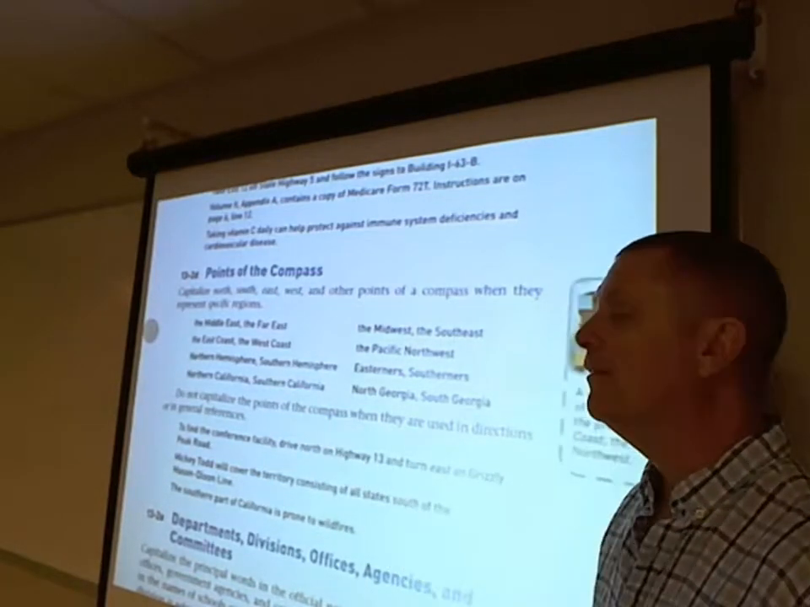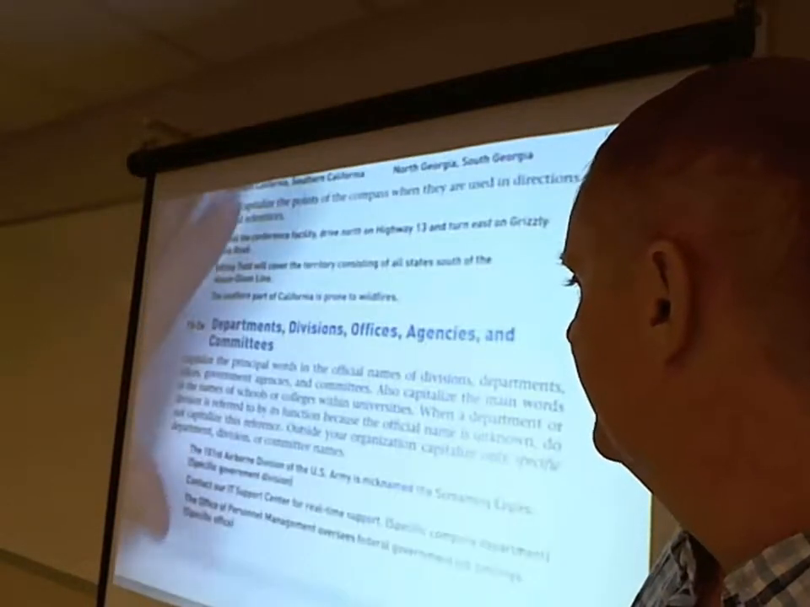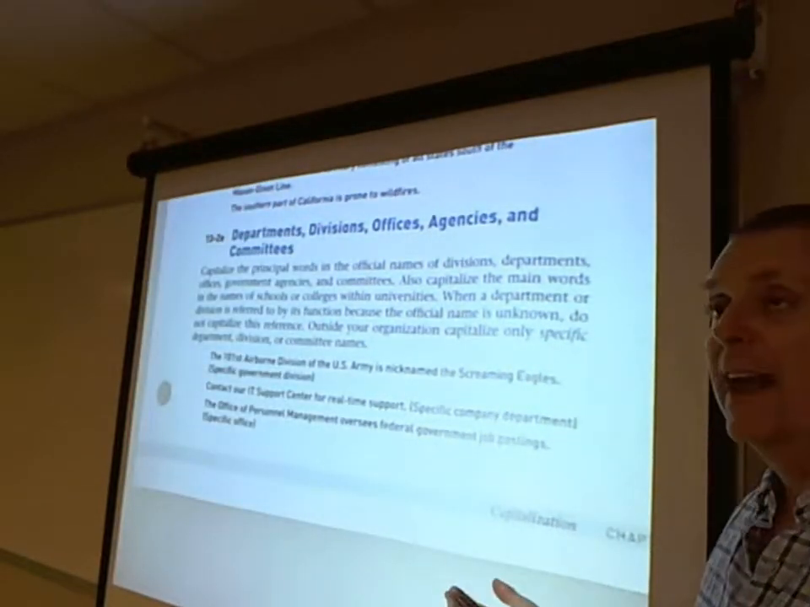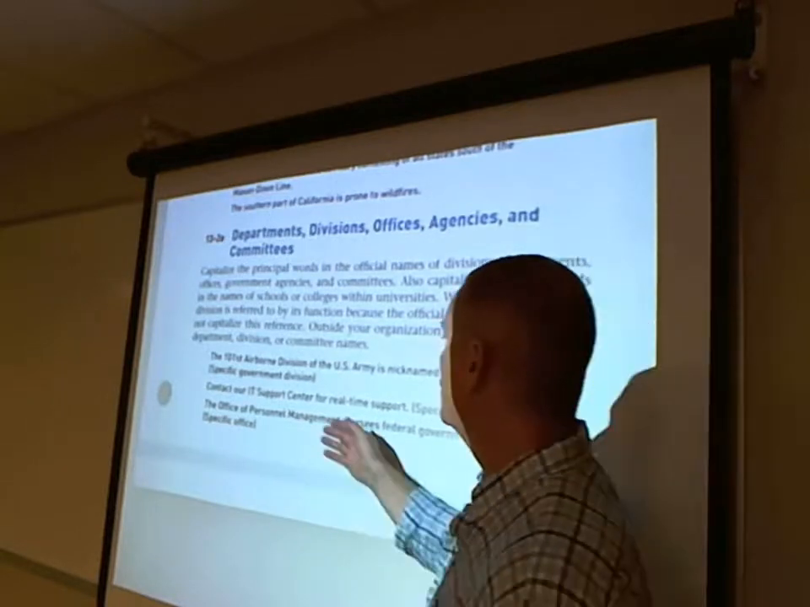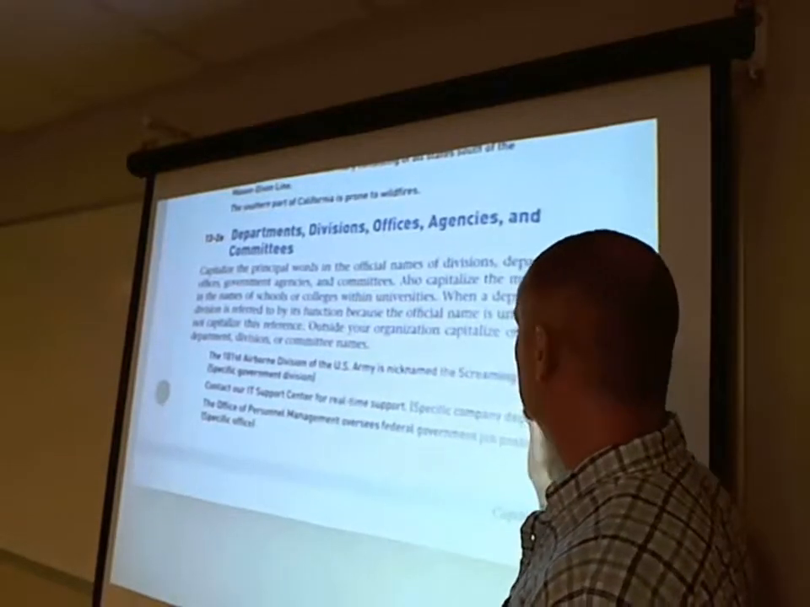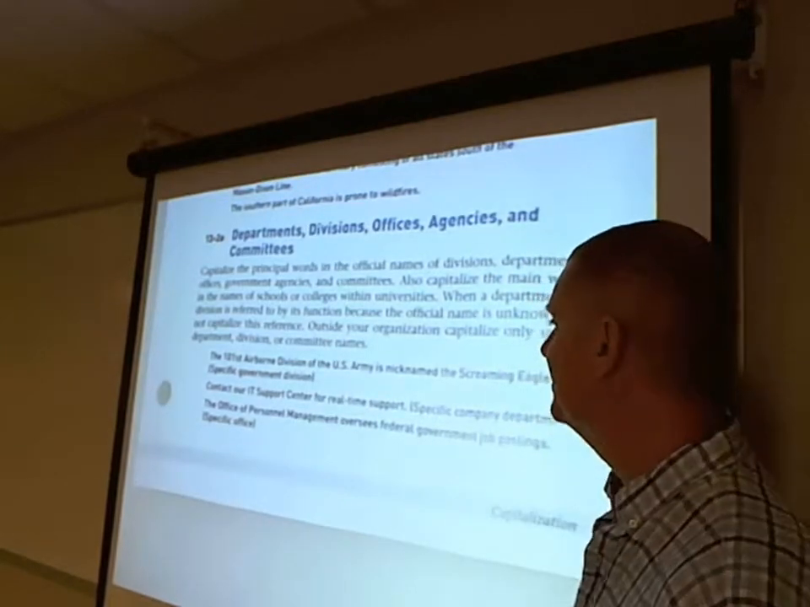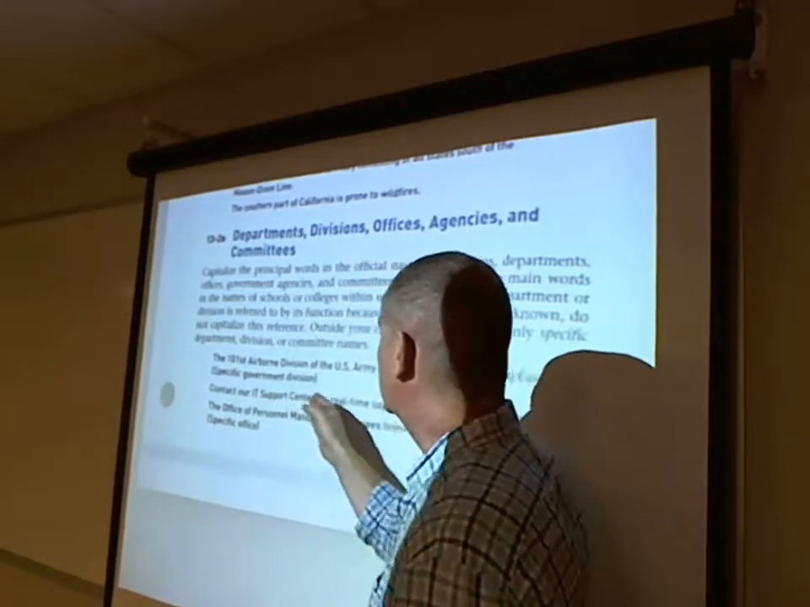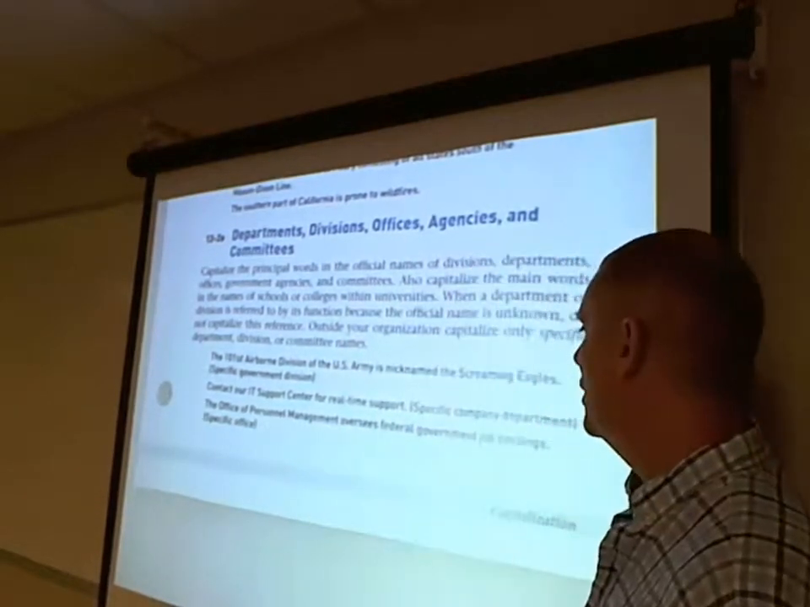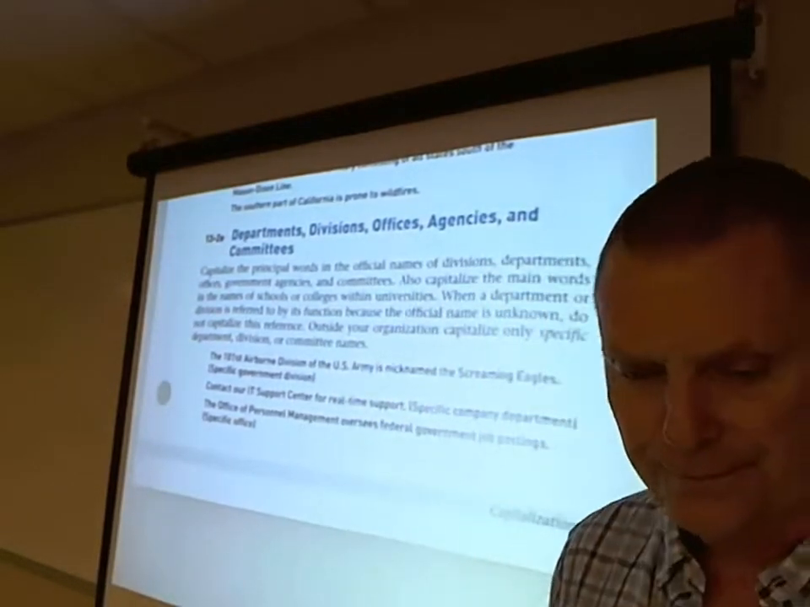Departments, divisions, offices, agencies, and committees are capitalized when they're used as titles, such as the 101st Airborne Division of the U.S. Army is nicknamed the Screaming Eagles. A word or group of words that's referred to a certain group is capitalized. Our IT Support Center, that's a division or a department, it's capitalized. Office of Personnel Management oversees the federal government. Federal government is not capitalized, but the office is. Bureau of Labor Statistics is a government agency, it's capitalized.